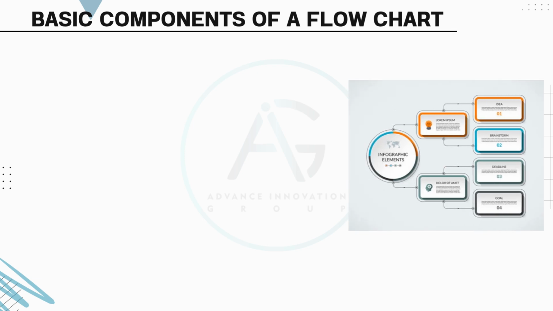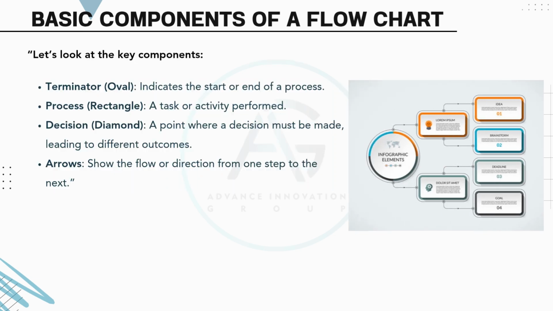Basic components of a flowchart. Let's look at the key components. Terminator, oval: indicates the start or end of a process. Process, rectangle: a task or activity performed. Decision, diamond: a point where a decision must be made, leading to different outcomes. Arrows: show the flow or direction from one step to the next.